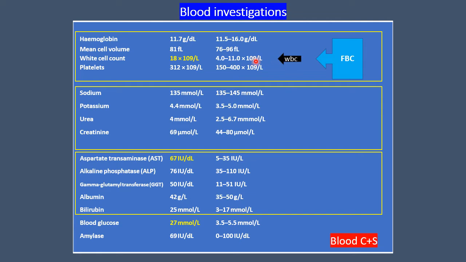Under the full blood count, the most important is your total white count, which is elevated. Under the renal function test, all the results are normal, and the liver function test is essentially normal except for elevated aspartate aminotransferase. The blood glucose is also greatly elevated to 27 millimoles per liter. And it is important to do the blood culture and sensitivity on admission. These are all showing the elevated parameters.